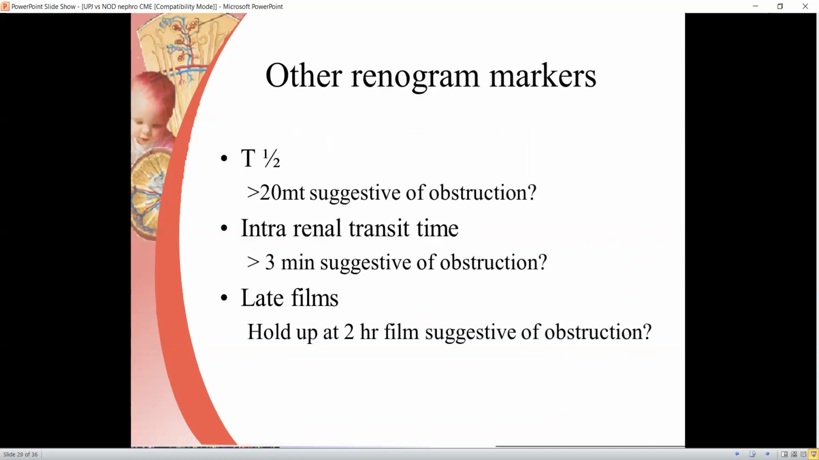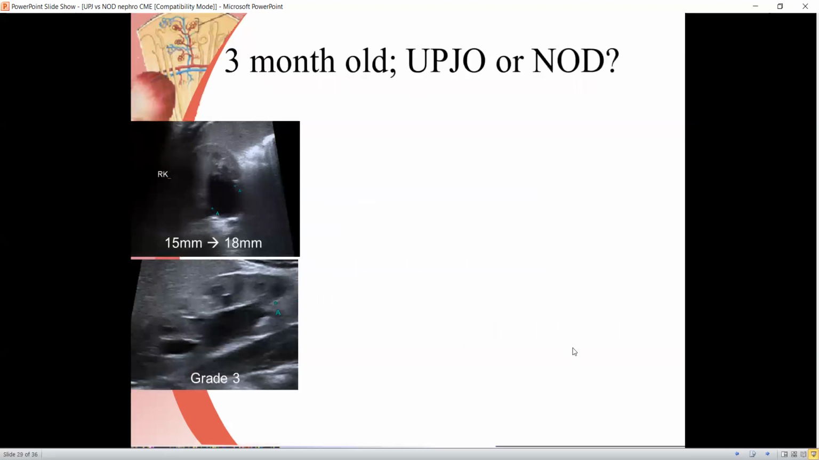Other renographic markers: T-half more than 20. Is it always suggestive of obstruction? That is another $1 million question. Then intrarenal transit time more than 3 minutes. Is that suggestive of obstruction? That is another thing which has been published widely. And then late films, hold up at a 2-hour film. Is it suggestive of obstruction? So these are other markers.